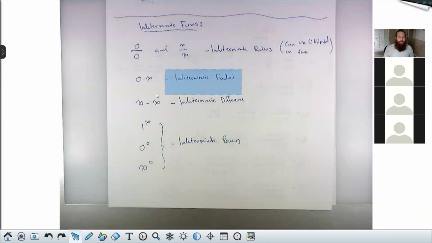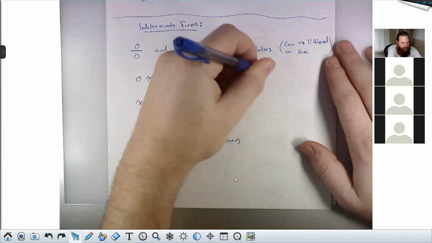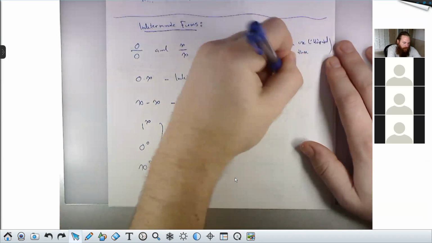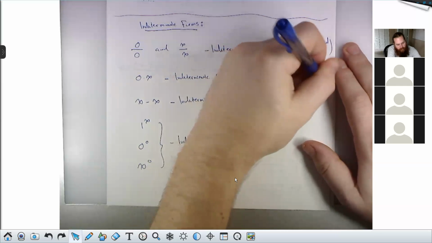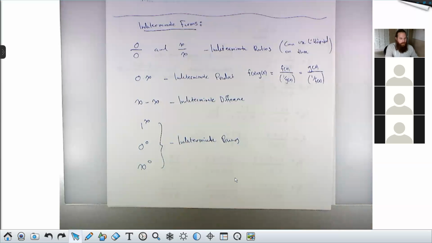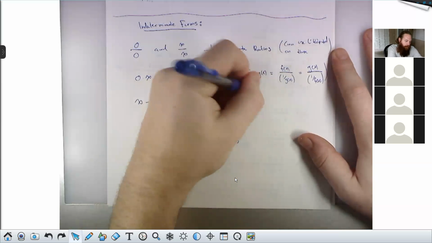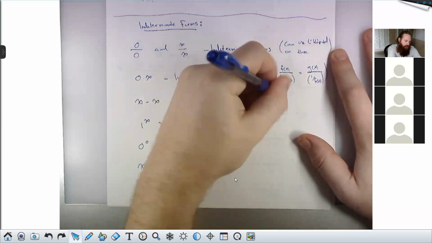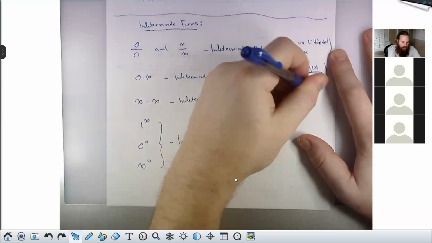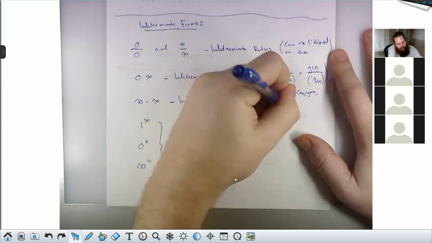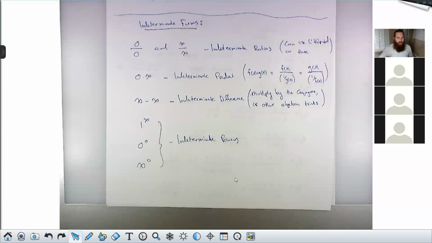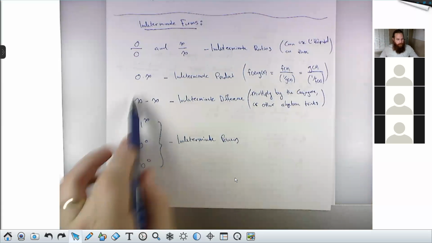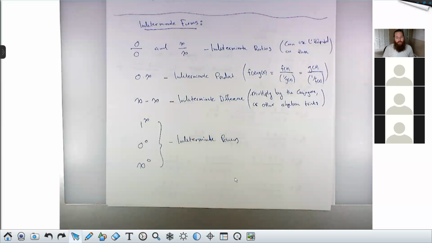The way we handle an indeterminate product is by rewriting it as an indeterminate ratio. So I rewrite f of x times g of x as f of x divided by 1 over g of x, or g of x divided by 1 over f of x. The way you handle an indeterminate difference is usually to multiply by the conjugate, or other algebra tricks. Like we saw with the logarithms earlier, where you had to subtract log n plus 1 minus log n, and that gave you an indeterminate difference. The way we handled that was by using the rules for logarithms to combine into a single log, and then we were able to handle it.